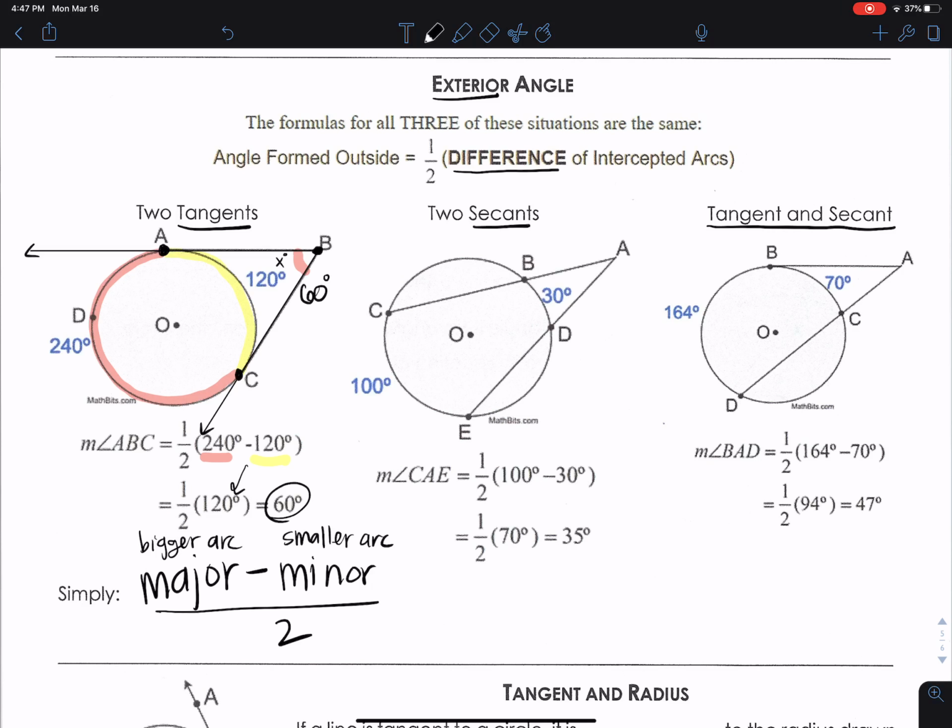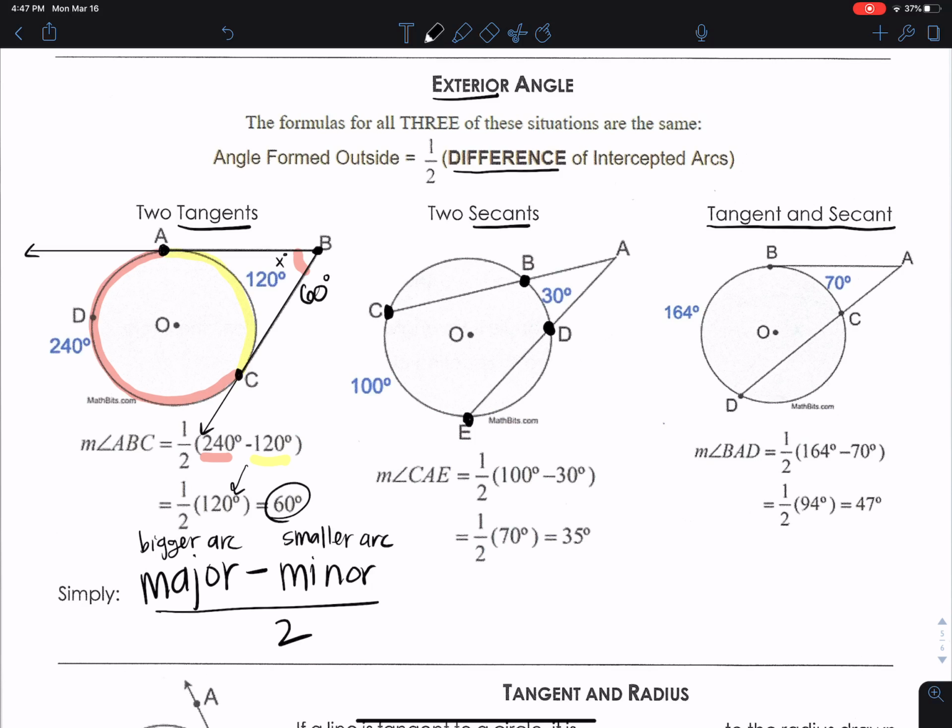Then another combination we could have is two secants. So remember, secants go through the circle. So we have AC that goes through the circle and it intersects at B. So we have an intersection point at C and at B. And then we also have an intersection point at D and E.